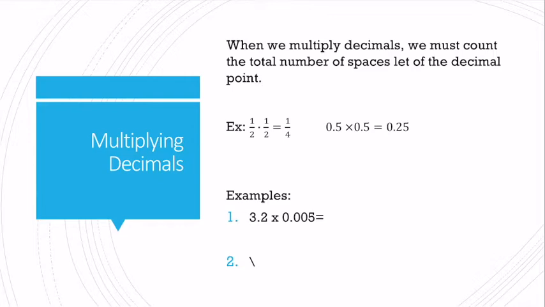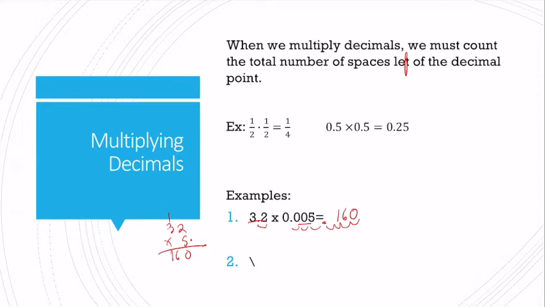When we're multiplying decimals, we need to count the total number of spaces left of the decimal point. So for example, I have 3.2 times 0.005. You're probably going to want to put this into a calculator, but one thing we can also do is take 3.2 times 5, so 32 times 5, and make sure we've got 1, 2, 3, 4 decimal places.